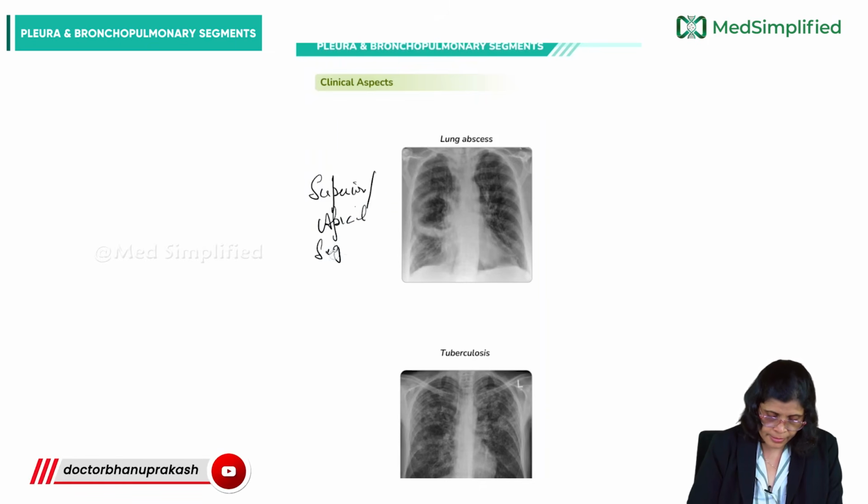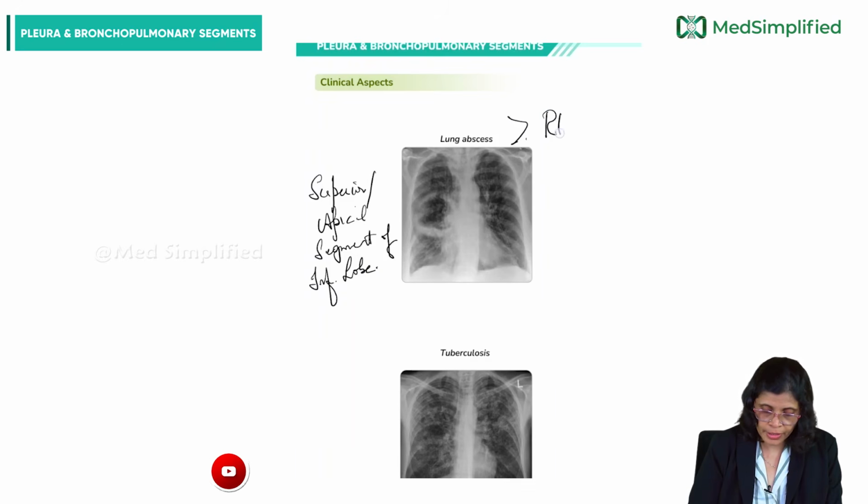Apical segment of the inferior lobe. More on the right side. So lung abscess is more on the right side, right lung.